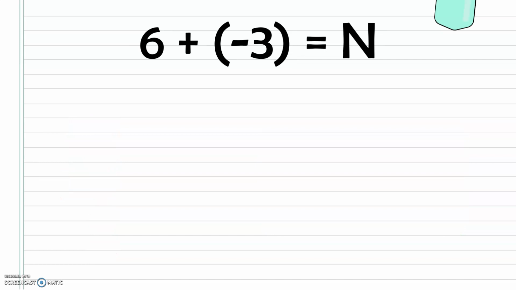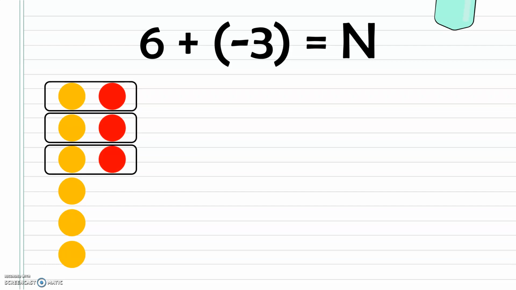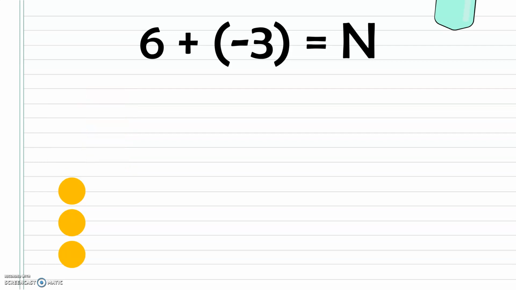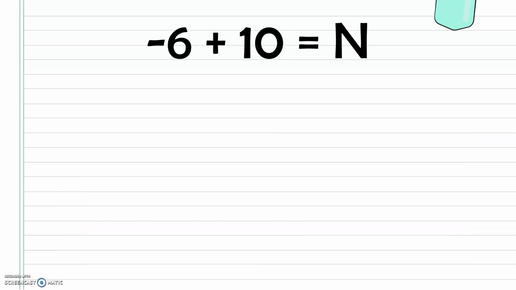Next, 6 plus negative 3 is equal to n. 6 is a positive integer, so it will be represented using 6 yellow chips. Then if you will add negative 3, which is represented by 3 red chips, you will get 3 zero pairs, which is again equal to 0. Therefore, 6 plus negative 3 is equal to a positive 3.